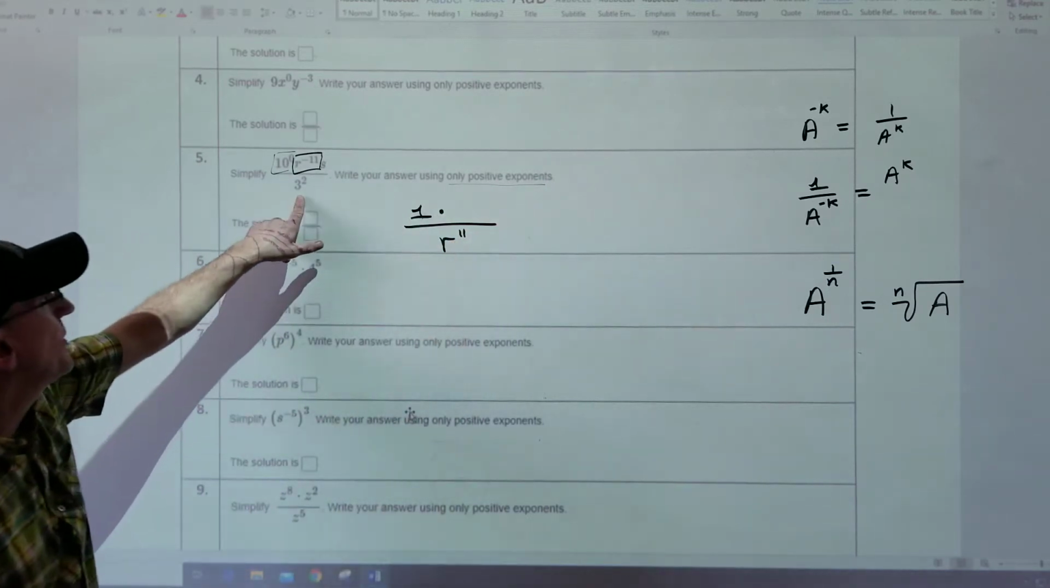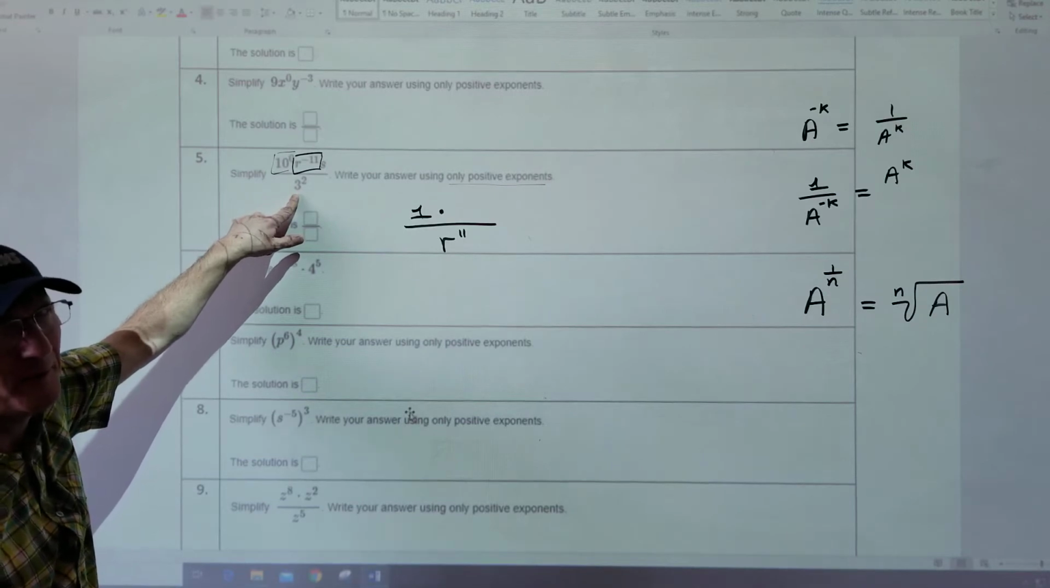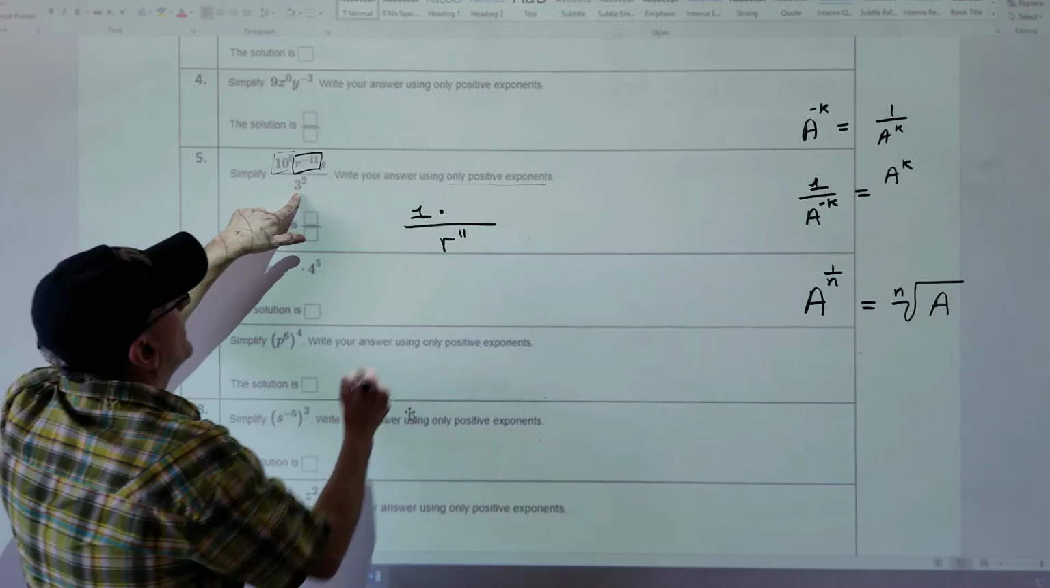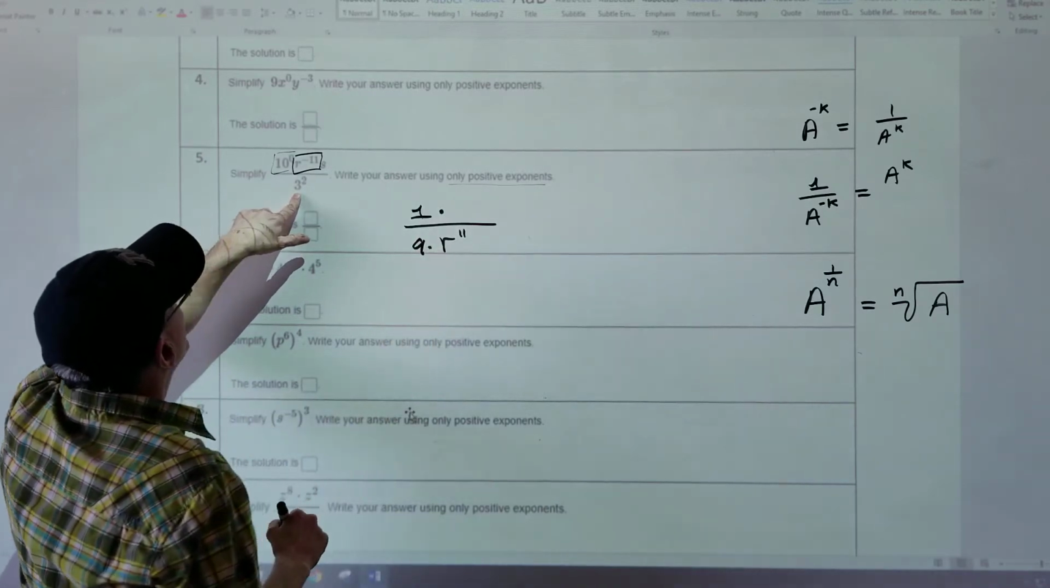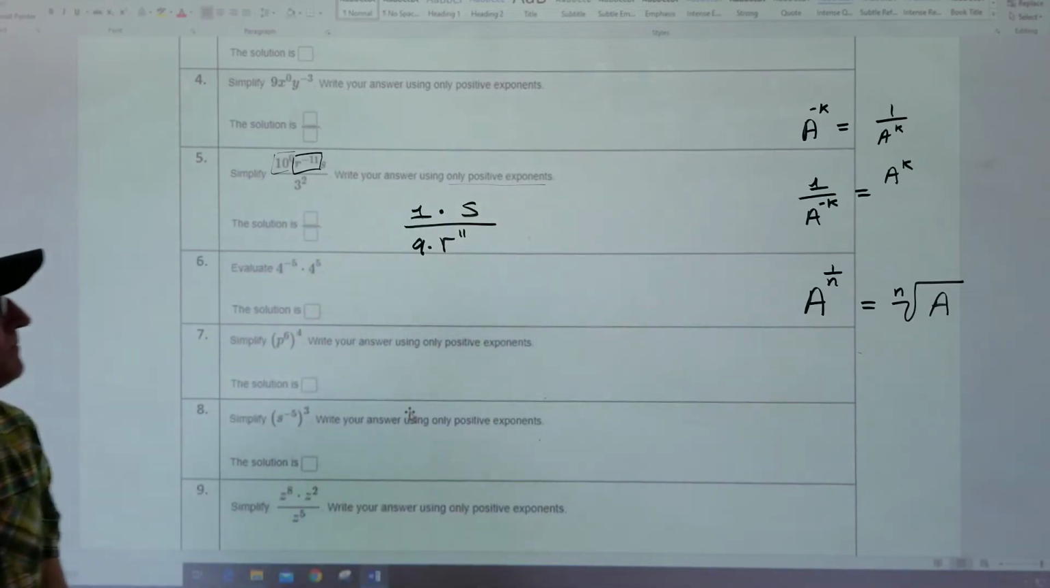Well, down under this fraction bar already is 3 squared. That doesn't mean 3 times 2. It's not 6. It means 3 times 3. So out of this, you get 9. And then there's an s that seemed content to stay up there.